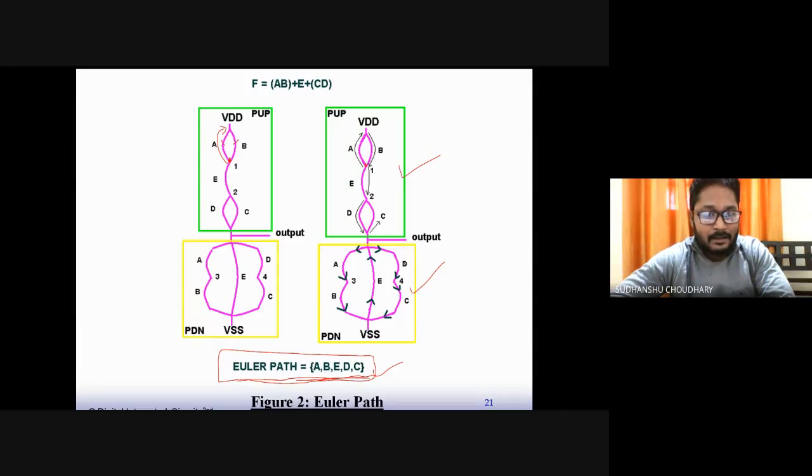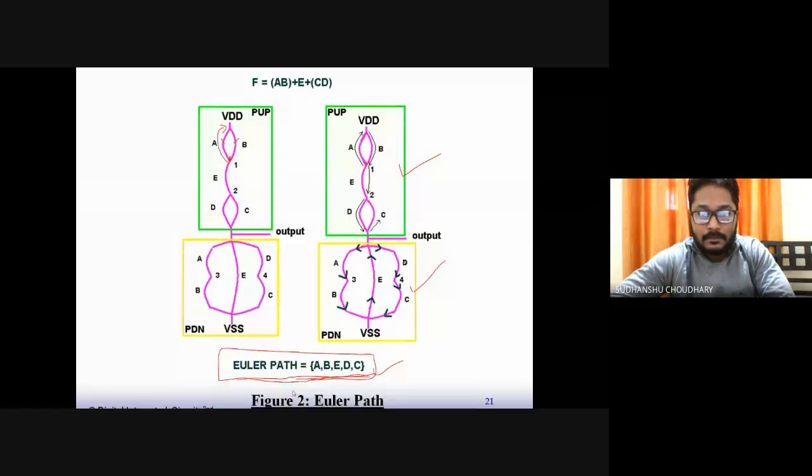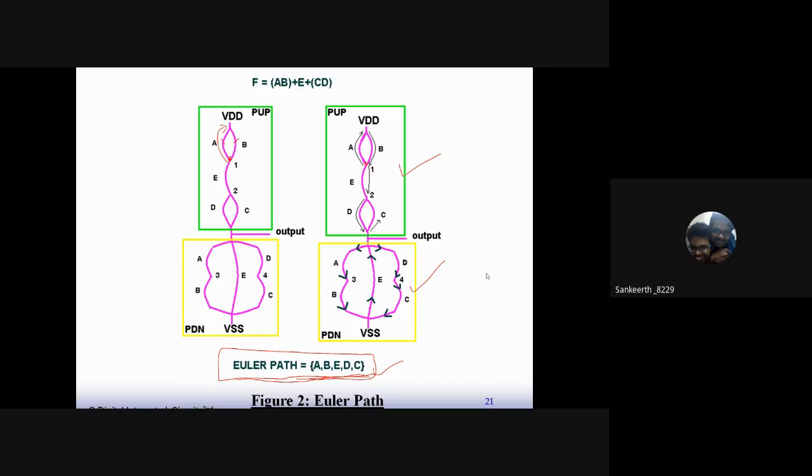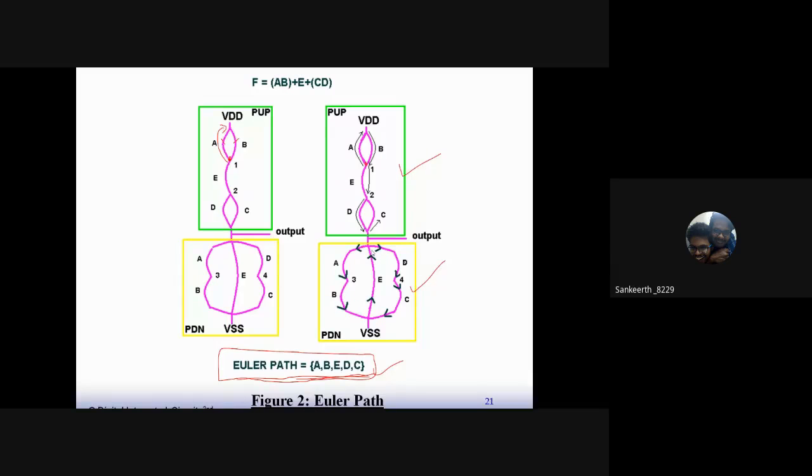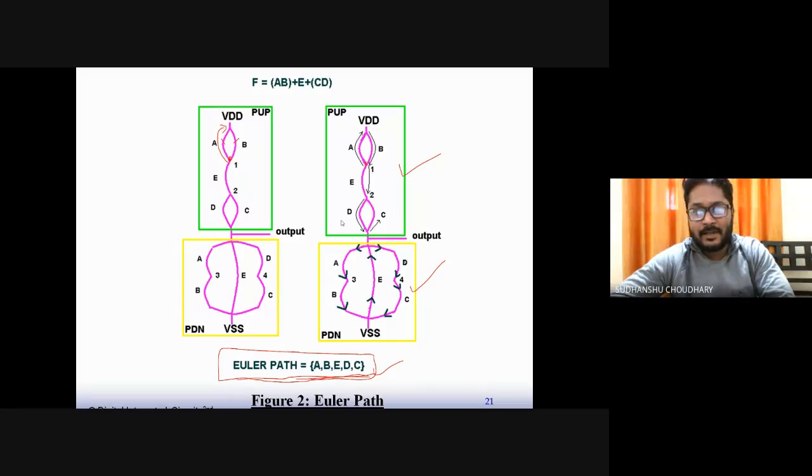Anything else? Sir, from which point are we starting? Like in the pull-up network, we start from VDD. Any point you can start. Sir, can we visit a node more than once? Yes, you can visit a node more than once, but you should not visit an edge more than once. Sir, starting point and ending point should not be the same? It doesn't matter. Cover all the edges.